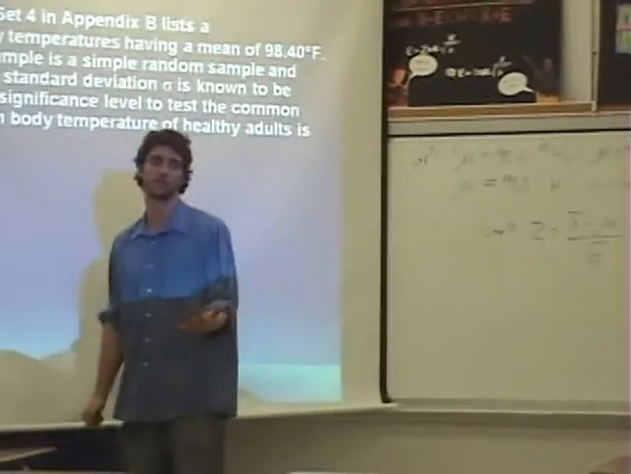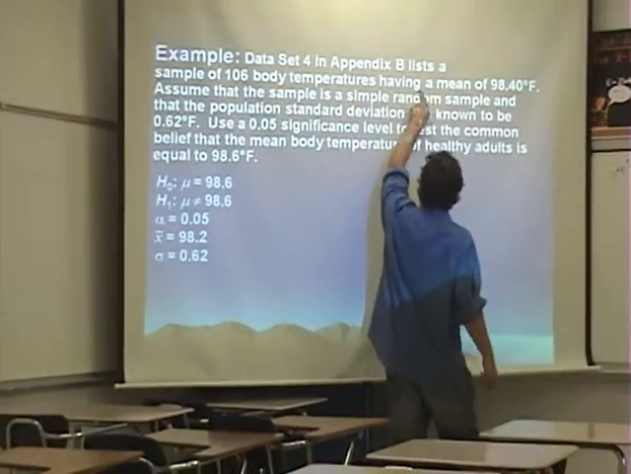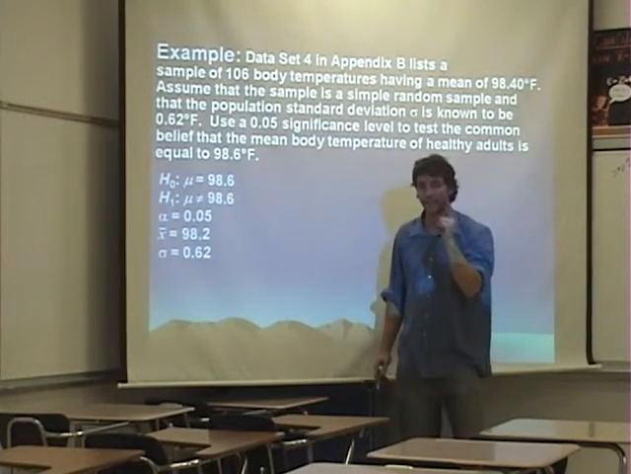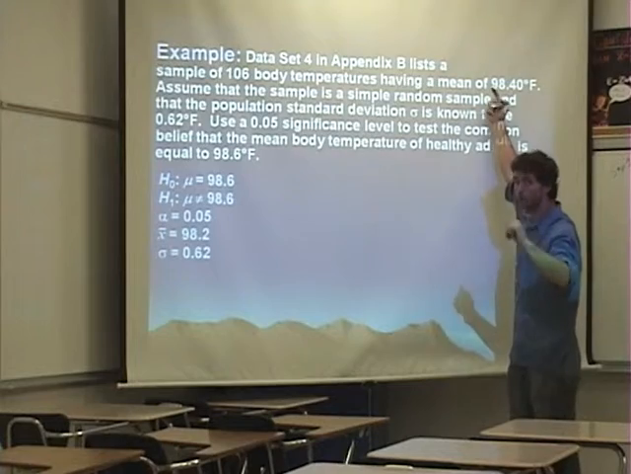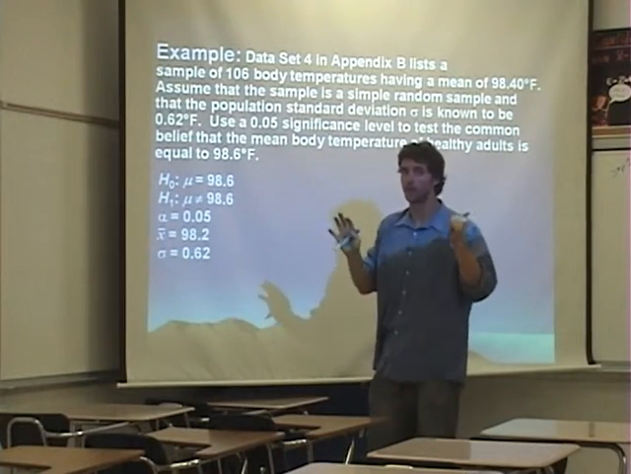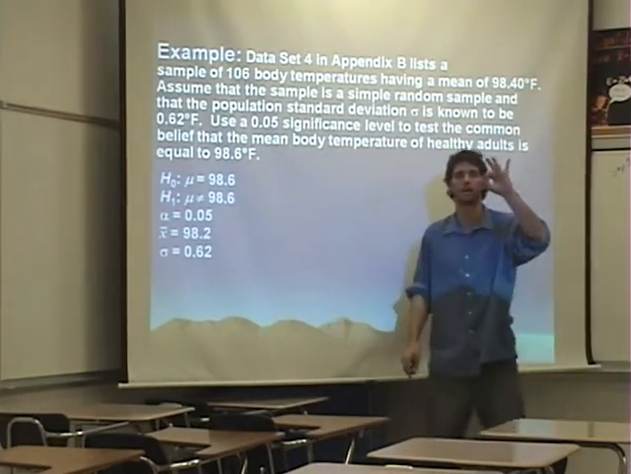Because we need to take a test. We took a sample of 106 body temperatures, having a mean of 98.4. So n is 106, and the mean is 98.4. Next, we also needed to know sigma, the standard deviation, which is known to be 0.62, right there.